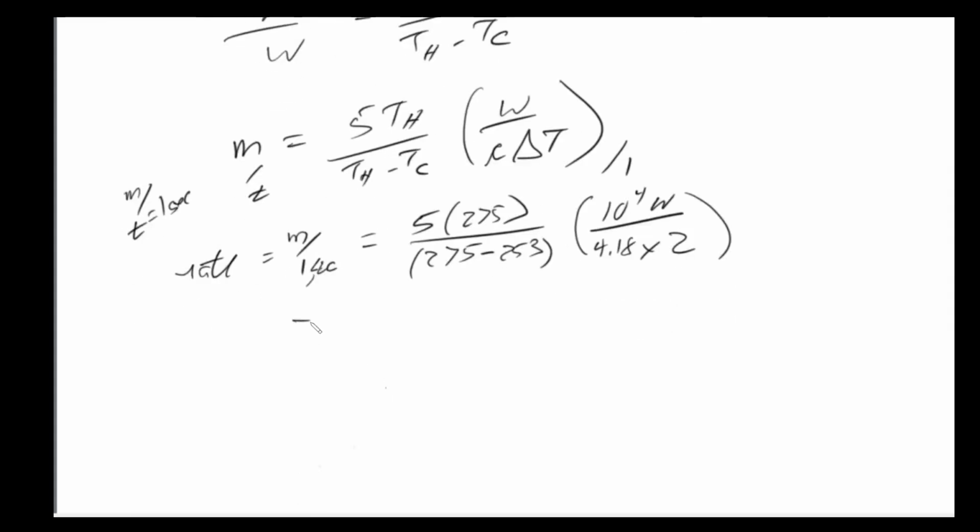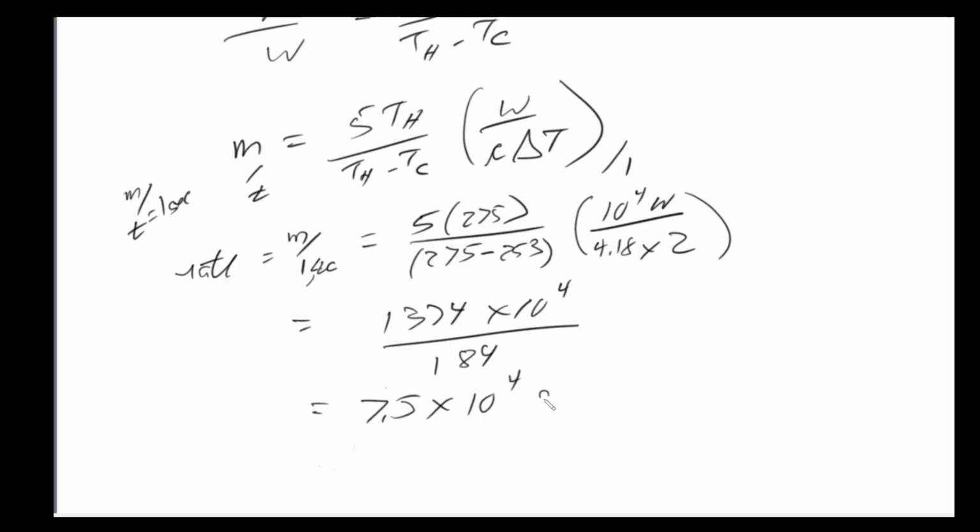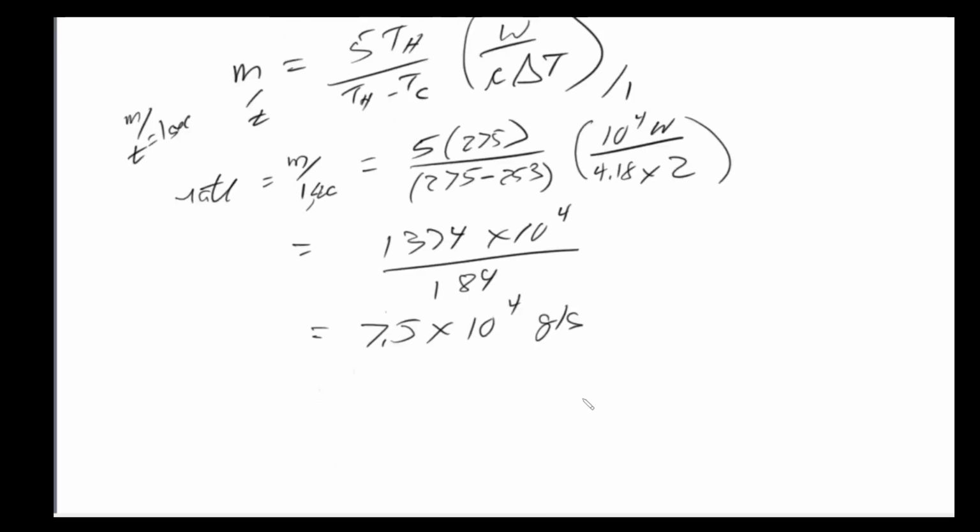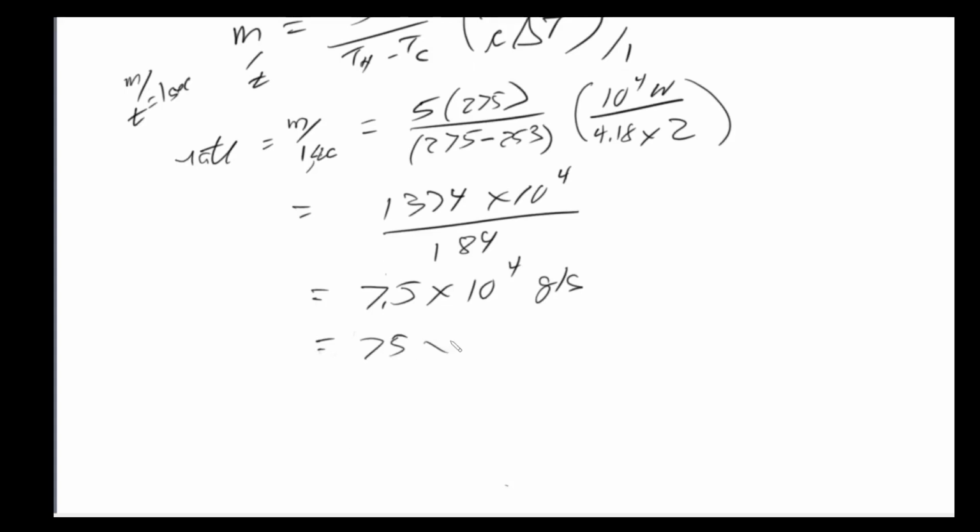So that rate becomes 1375 by 10 to the 4th over 184, which is equal to 7.5 times 10 to the 4th grams per second, or 75 times 10 to the 3rd grams per second, which is equal to 75 liters per second. So the rate of water flow for this heat engine has to be 75 liters per second.